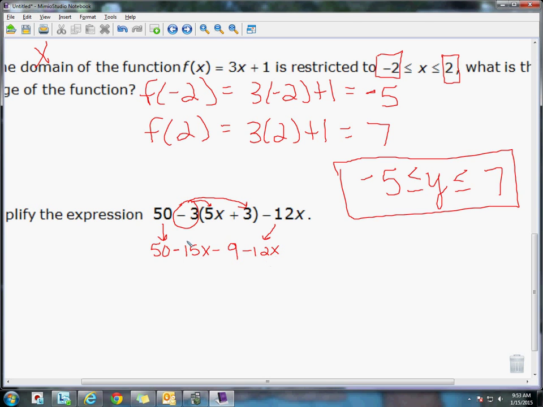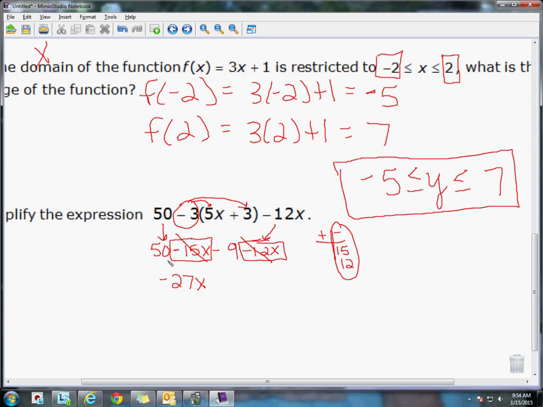Okay, last thing we're going to do is combine like terms. So I have a negative 15x. I have a negative 12x. When you combine those, you can type negative 15 minus 12, negative 15 plus a negative 12. You can do your scoreboard. You have 15 negatives and 12 negatives. So you have 27 negatives total. However you do it, just as long as you get the correct answer. So we have negative 27x.